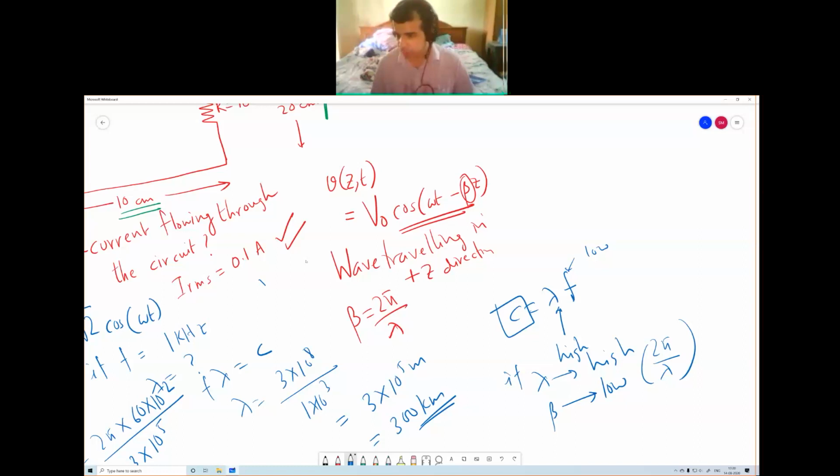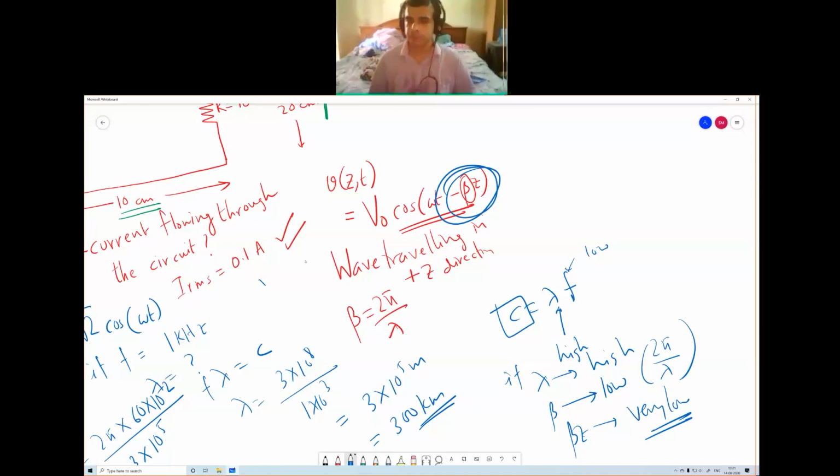And our circuit dimension is also very low, much smaller compared to this lambda. We do not have circuits which are kilometers in length. We do not deal with circuits which are a few kilometers large. We have never seen those types of circuits usually. There are examples, we'll come to it later. But usually we do not see those types of circuits, right? So this beta z term is very low. Agreed? This beta z term is very low.